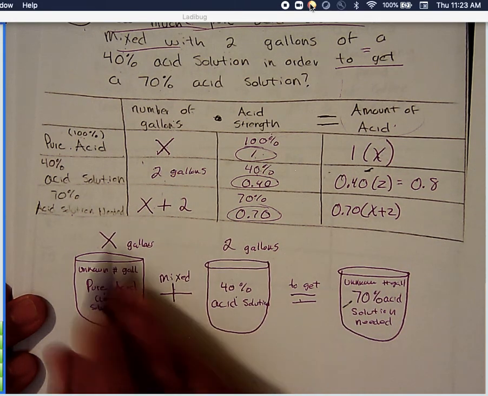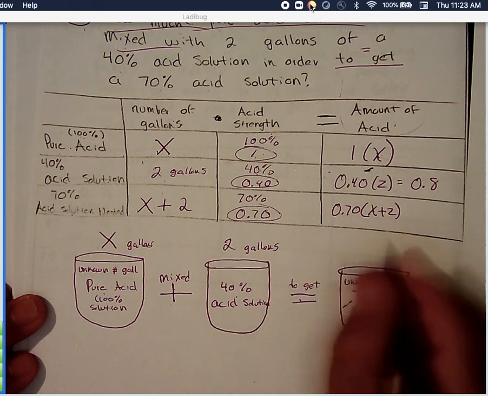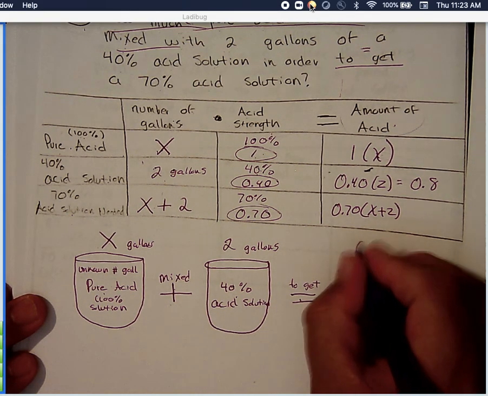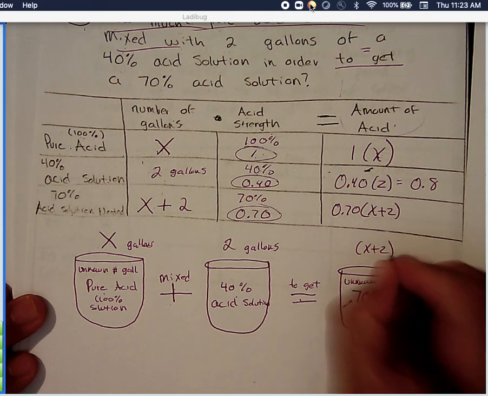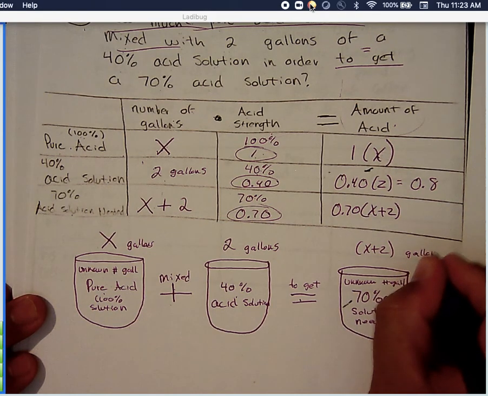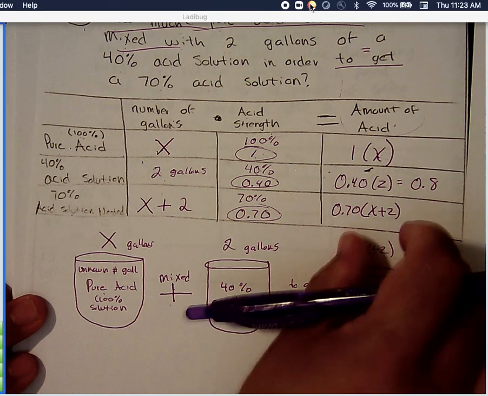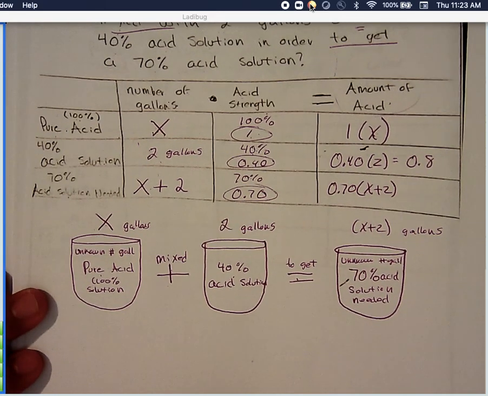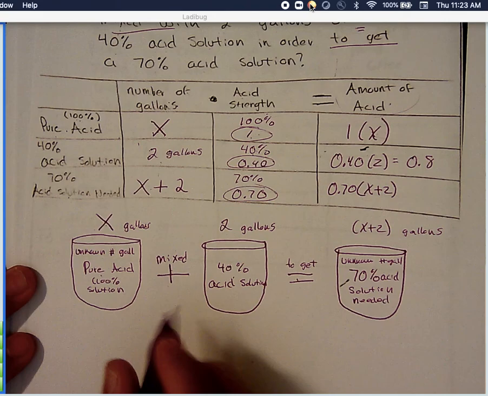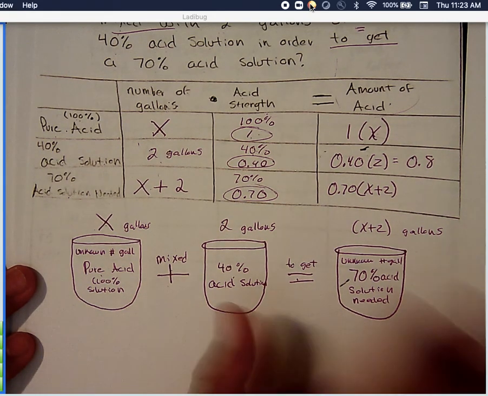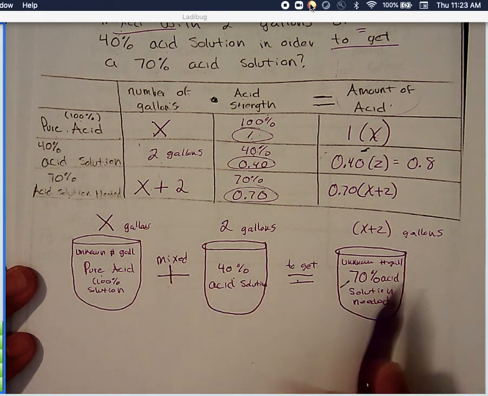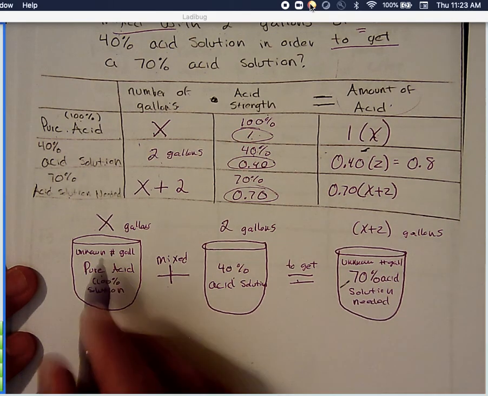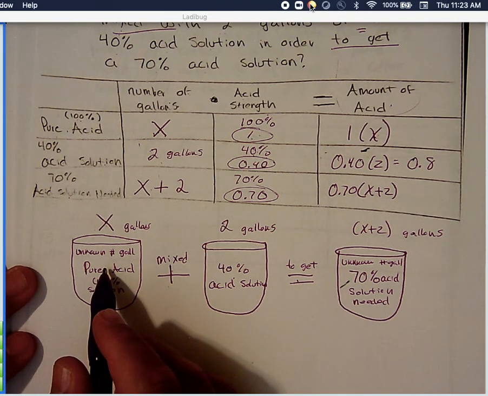Plus, remember, x plus that should give us the x plus 2 gallons. So again, these represent the gallons. Okay. Now, this is where the fun starts. So, in the book, they make that the x, the unknown. I'm making this the x because it makes things easier.